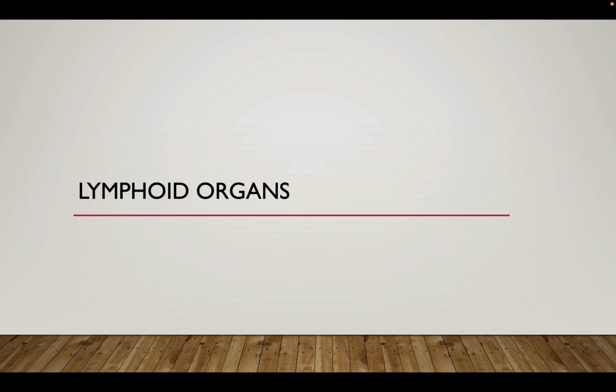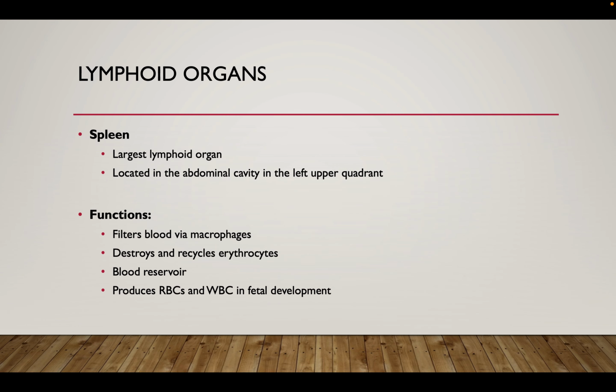So the last section we'll talk about here are lymphatic organs. And so some of these we've talked about. So the spleen is the first one we'll hit on. It is a very large lymphatic organ, lymphoid organ. It's going to be located in our left upper quadrant. And it actually contains a decent amount of blood at any time. So we call it a blood reservoir.